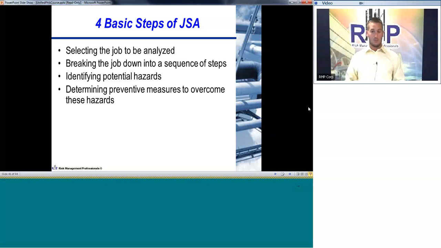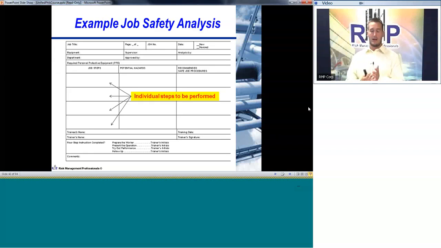Here's an example job safety analysis. This might not look like the one you have at your facility, but it's pretty generalized, pretty standard. They get more complex; I've seen some that are more complex. One thing you might want to add to this, aside from job steps, potential hazards, and recommended safe job procedures, is another column for responsibilities, so you can designate a certain individual to ensure that the control system is implemented and in place.